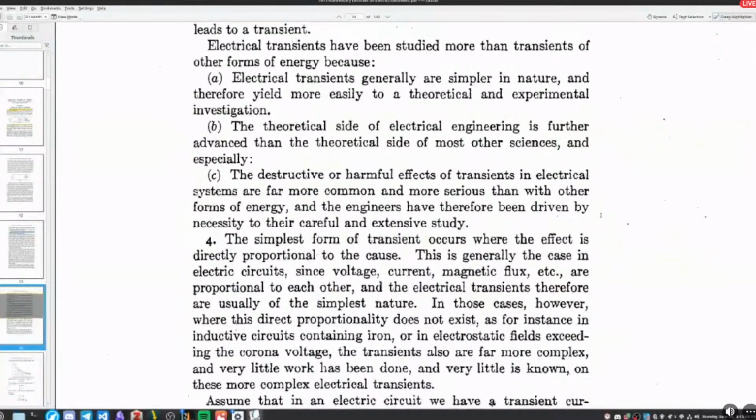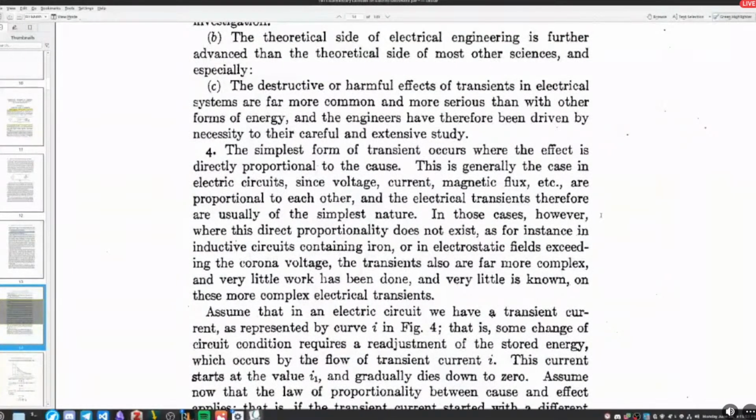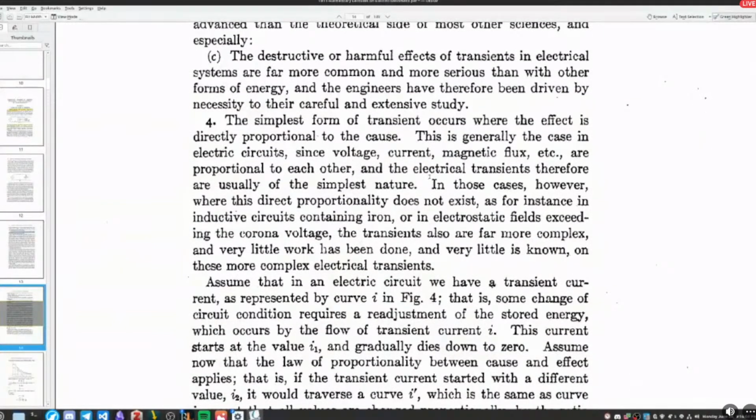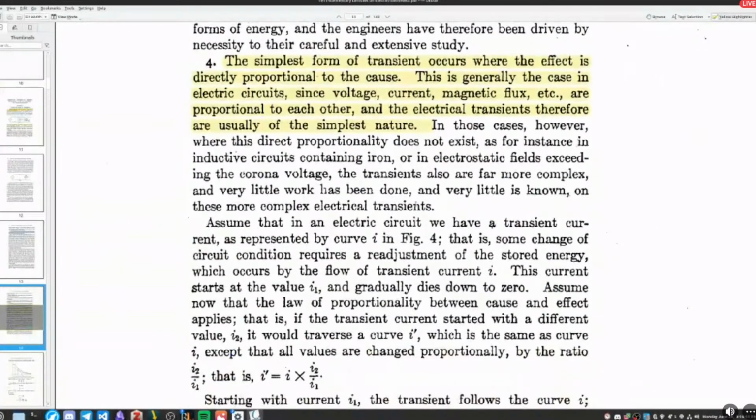The simplest form of transient occurs where the effect is directly proportional to the cause. This is generally the case in electric circuits, since voltage, current, magnetic flux, etc. are proportional to each other, and the electrical transients, therefore, are usually of the simplest nature. In those cases, however, where this direct proportionality does not exist, as for instance in inductive circuits containing iron or in electrostatic fields exceeding the corona voltage, the transients are far more complex, and very little work has been done, and very little is known, on these more complex electrical transients.